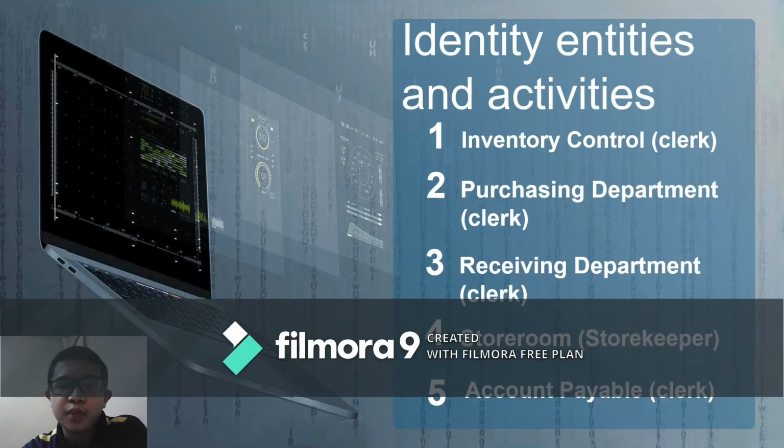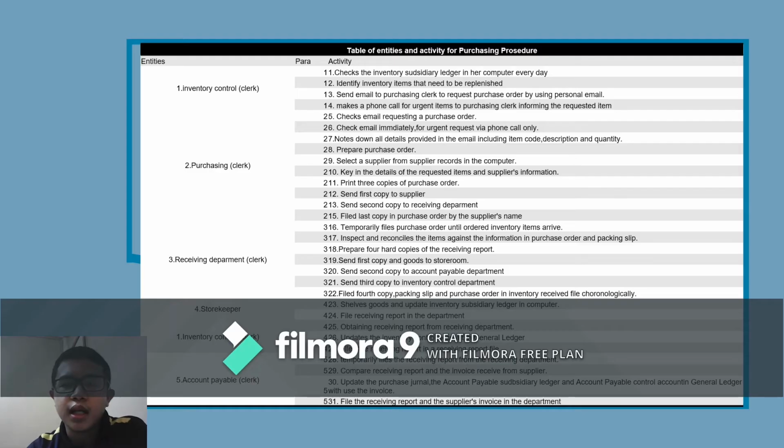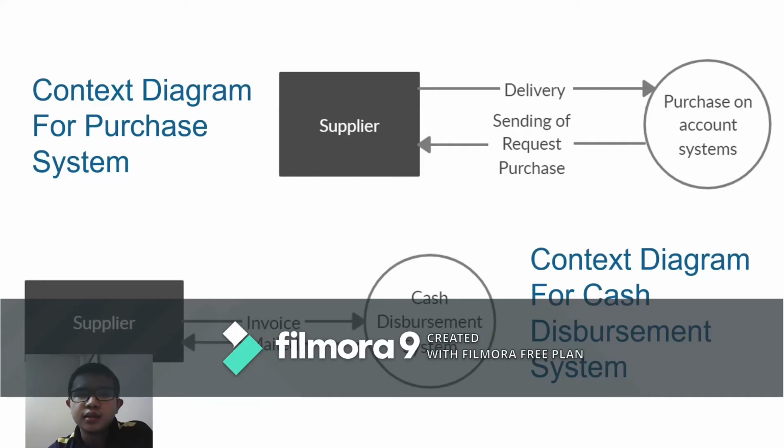First, how to prepare the table of entities and activities. First, identify the entities and activity. If we refer to the case, I get 5 internal activities, and the activities I identify include retrieve data from storage, transform data, and filing data. And then the context diagram for both systems will have only one external entity, which is the supplier, because in this case they will not have other external entities.